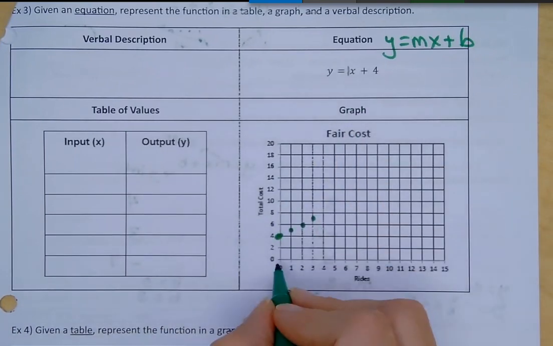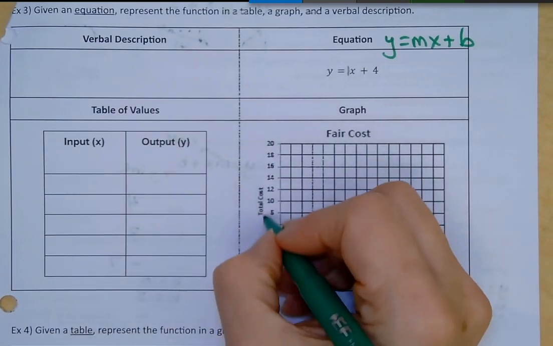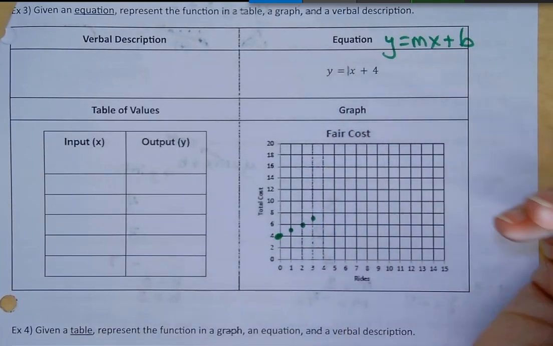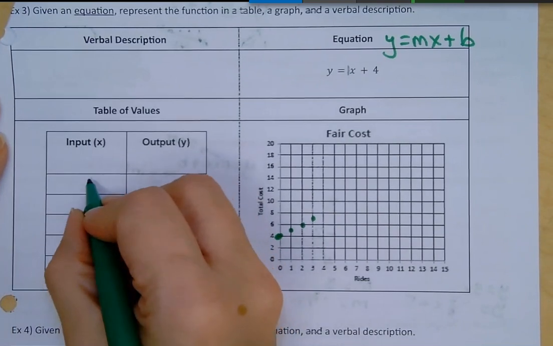So thinking about this, I have the cost of going to this fair. The total cost is dependent on the x-axis. It's dependent on the number of rides I take. So I know that my input is the number of rides, and I know that this is my equation, y equals x plus 4. I'm not going to do fewer than 0 rides, right? I'm not going to do a negative number of rides. So I might choose 0.